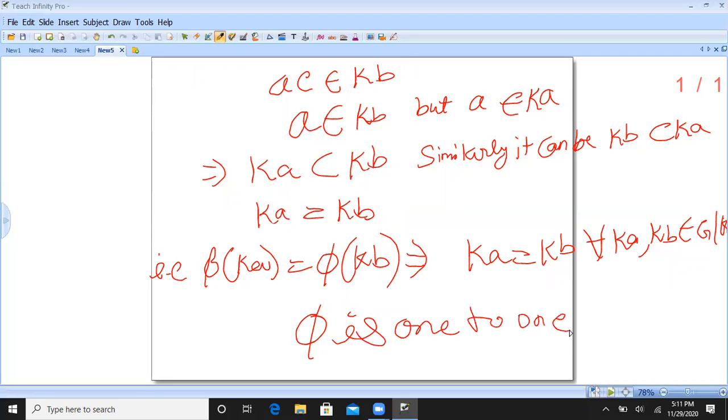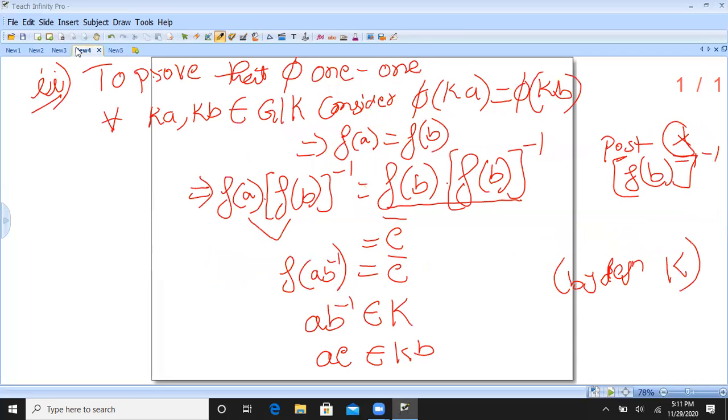Okay, so I will be explaining this now. In new page 4, what we have considered is to prove that phi is 1 to 1, for all Ka, Kb belonging to G by K. To prove phi is 1 to 1, we consider Ka, Kb belonging to G by K, and we consider phi of Ka is equal to phi of Kb.